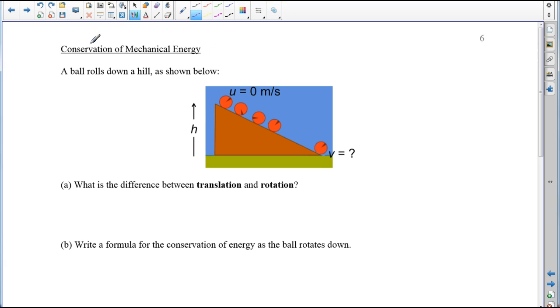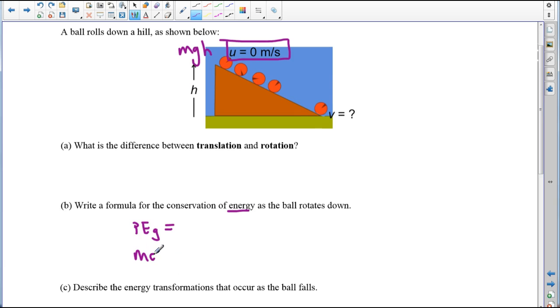Okay, on the next page, let's say we've got a ball that's released from rest at the top of a hill, and it rolls down. As it goes down, it loses the initial height that it has. So what's the energy associated with height? Well, when it's up here, it has gravitational potential energy given by the formula mgh. When it gets to the bottom, it's moving with translational motion. So it has kinetic energy at the bottom.